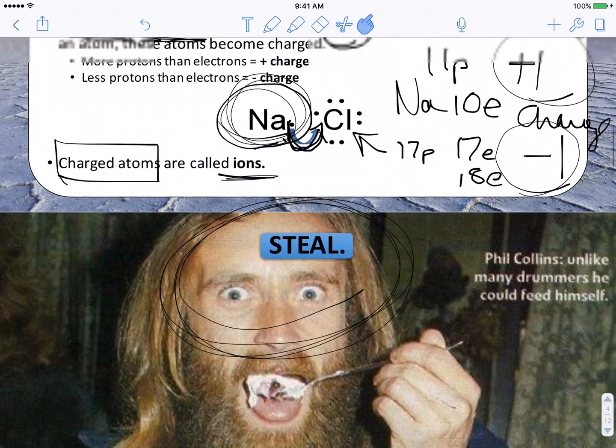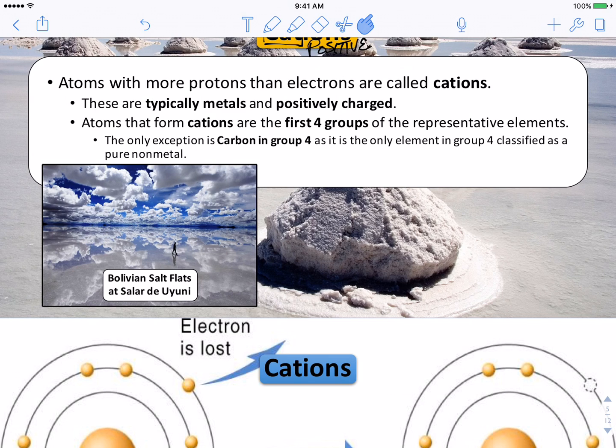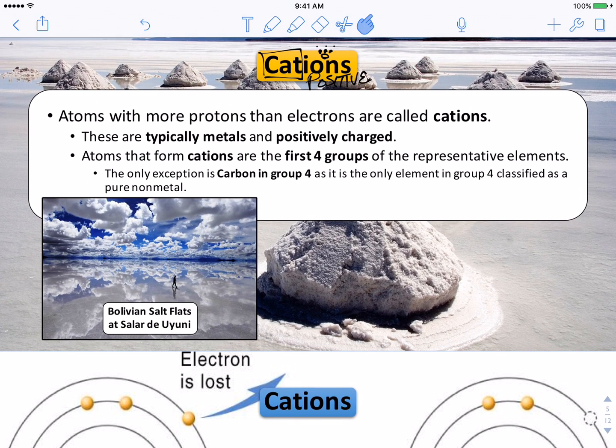Now, in this example where we bonded the Na to the Cl, the Na is a cation because it donates an electron. It has an electron taken away from it by the chlorine. So therefore, when it's missing an electron and it has more protons than electrons, more positives than negatives, it is now a cation. So atoms that form cations are positively charged atoms after you take away an electron. They typically are in the first 4 groups of the representative elements, and we're going to do some practice later. The only exception is carbon. Carbon goes both ways. So it can be positively charged or negative, but we're not going to worry about that.